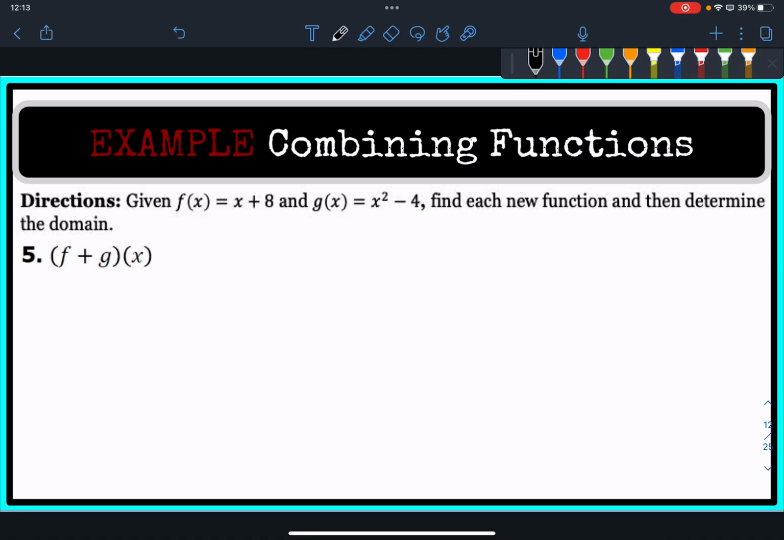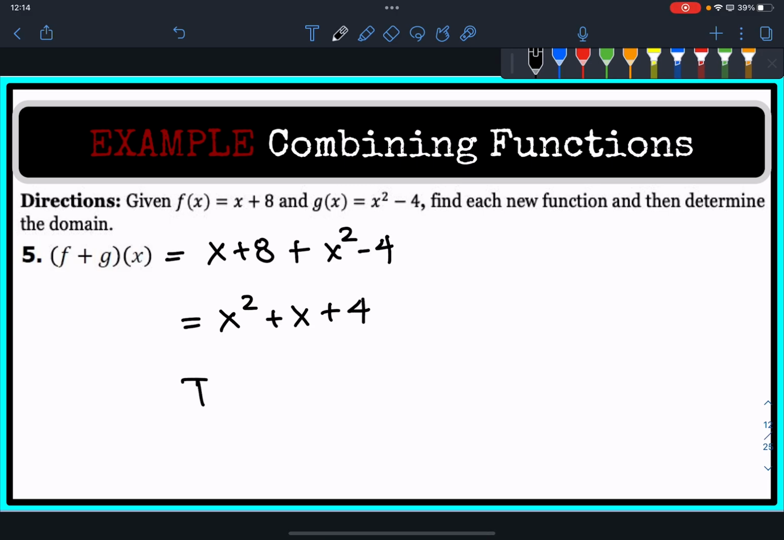So here we're going to add f and g. So f is x plus 8. G is x squared minus 4. And because we're adding them, like I said, we don't need parentheses. And all we need to do is combine like terms. So x squared plus x plus 4 is your answer. And the domain is all real numbers. There's no restrictions on this, no possibility of dividing by 0, no matter what number of x I plug in, and my domain will be all real numbers.